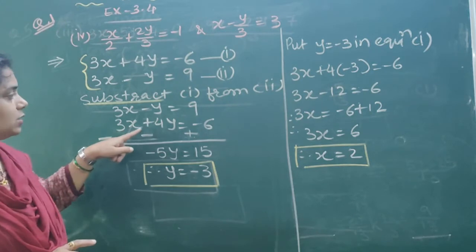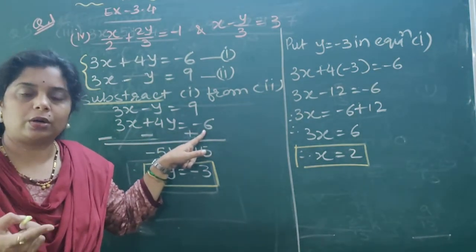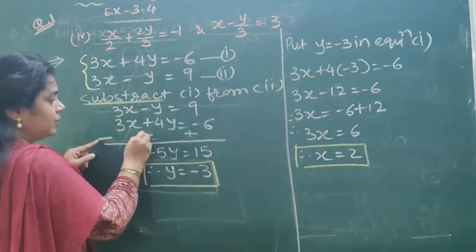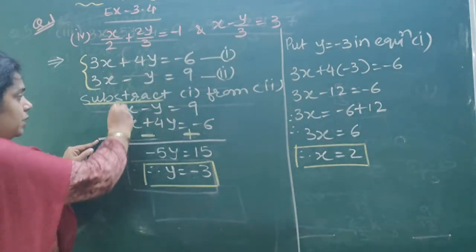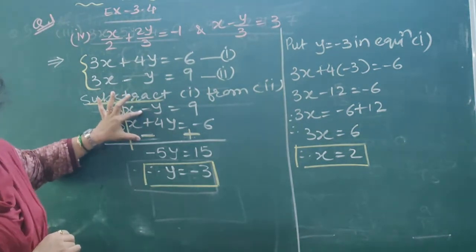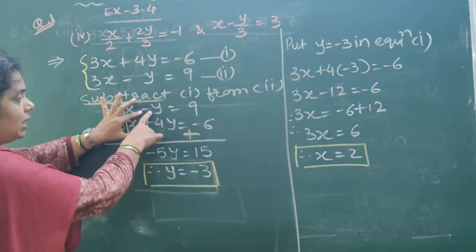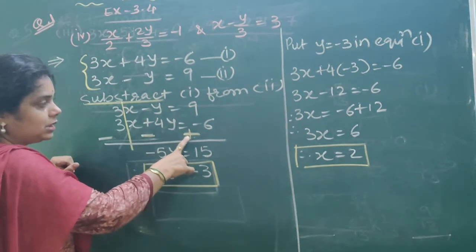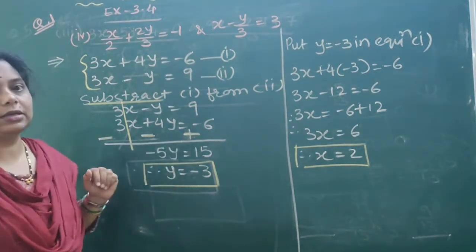So now 3x plus 4y is equal to minus 6. As we are going to apply a subtraction, we have to change the signs. So this is minus, minus, this is minus, so we have to put plus here. So 3x minus 3x cancel out. Minus y plus 4. Now the sign is changed, so now it is minus 4y minus y. So it is minus 5y. And it is plus 6 plus 9, so it is 15. So y is equal to minus 3.